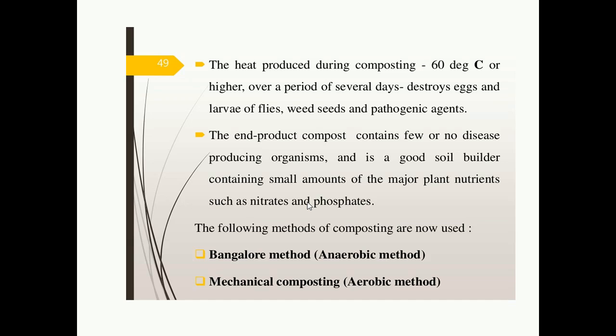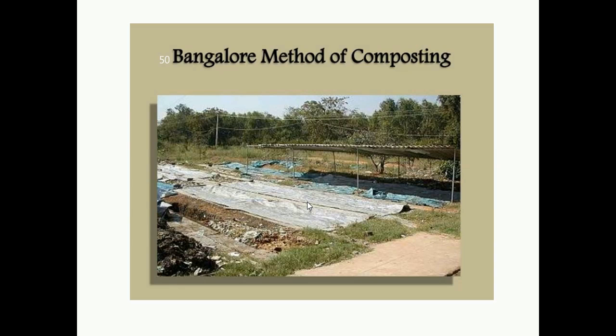The end product, compost, contains few or no disease-producing organisms and is a good soil builder, containing small amounts of the major plant nutrients such as nitrates and phosphates. Composting consists of the following methods: the Bangalore method, which is the anaerobic method, and mechanical composting, which is the aerobic method. Now coming to the Bangalore method of composting.